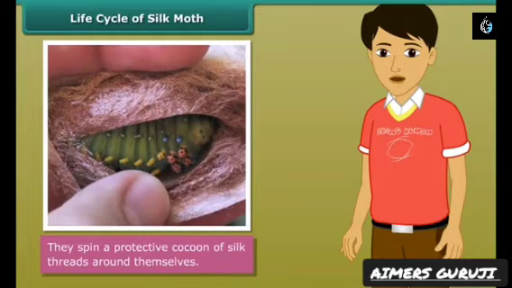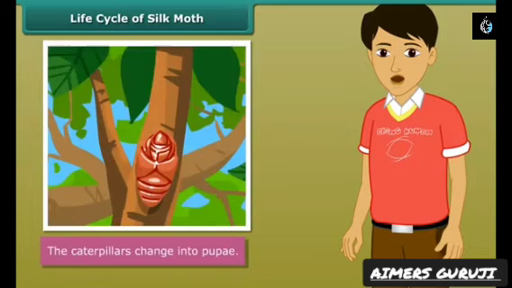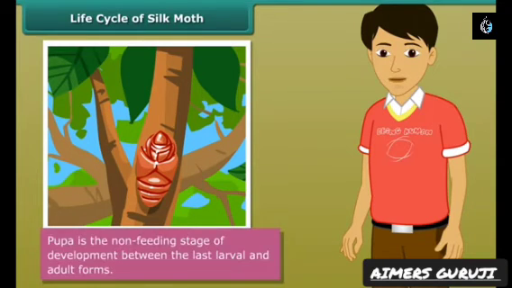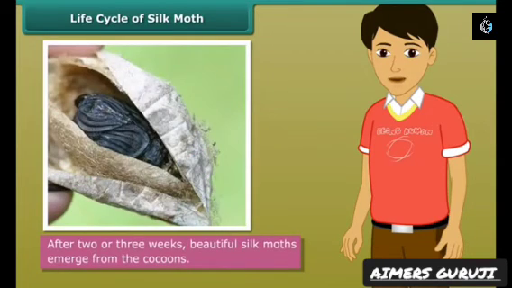Then they spin a protective cocoon of silk threads around themselves. These cocoons are white or golden in color. Inside the cocoon, the caterpillars change into pupa. As long as the caterpillars pupate, they do not eat. After 2 or 3 weeks, beautiful silk moths emerge from the cocoons.